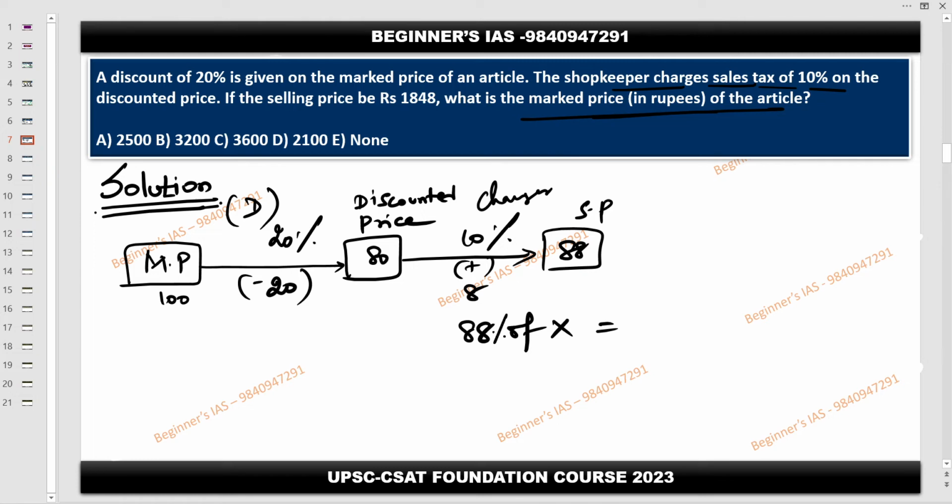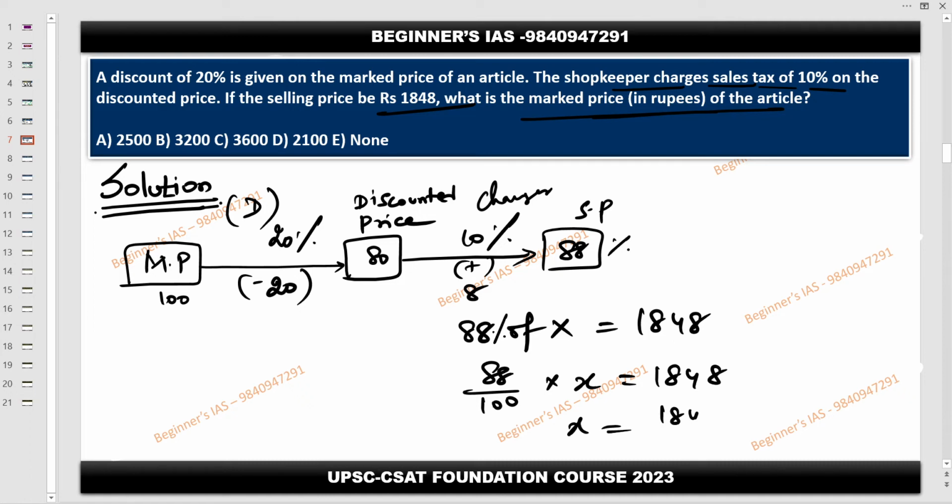So finally see here, 88 percentage of that market price, you don't know, right? That you consider as 100 percentage. So 88 percentage of the market price is equal to the selling price. So what is the selling price here? 1848. Then 88 by 100 into X is equal to 1848. Then X is equal to 1848 into 100 by 88.